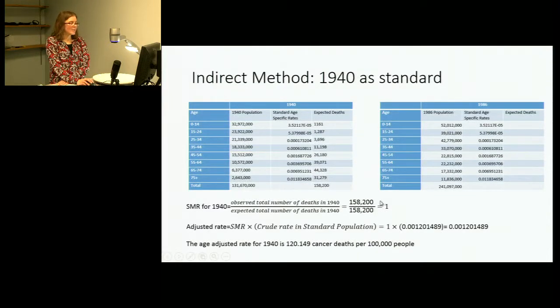Then to use the standardized mortality ratio to find the age-adjusted cancer death rate, we multiply that standardized mortality ratio by the crude rate from the standard population. Remember, that was 1940, and the crude death rate due to cancer in 1940 was 0.00120. And so when I multiply those two together, 1 multiplied by this gives me the same adjusted rate as I had in my crude rate. So the age-adjusted rate for 1940 is 120.149 cancer deaths per 100,000 people.